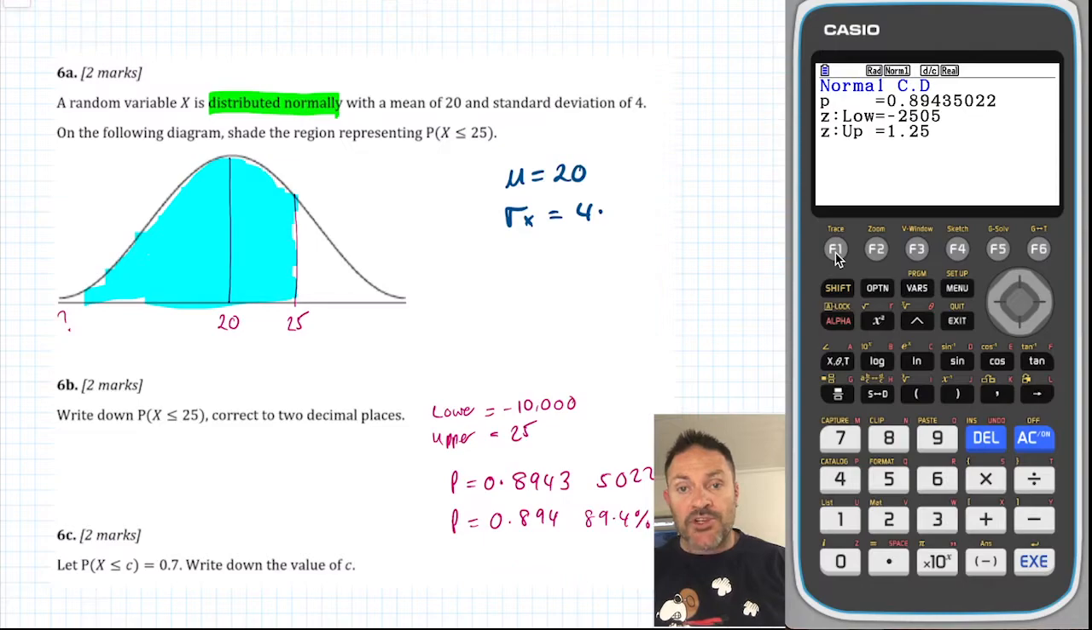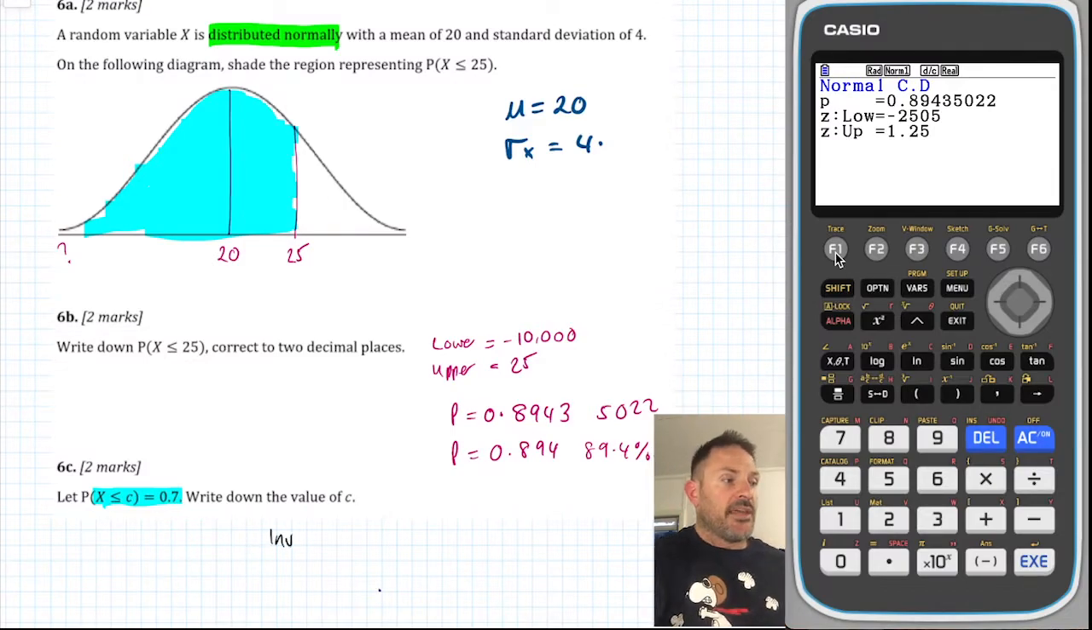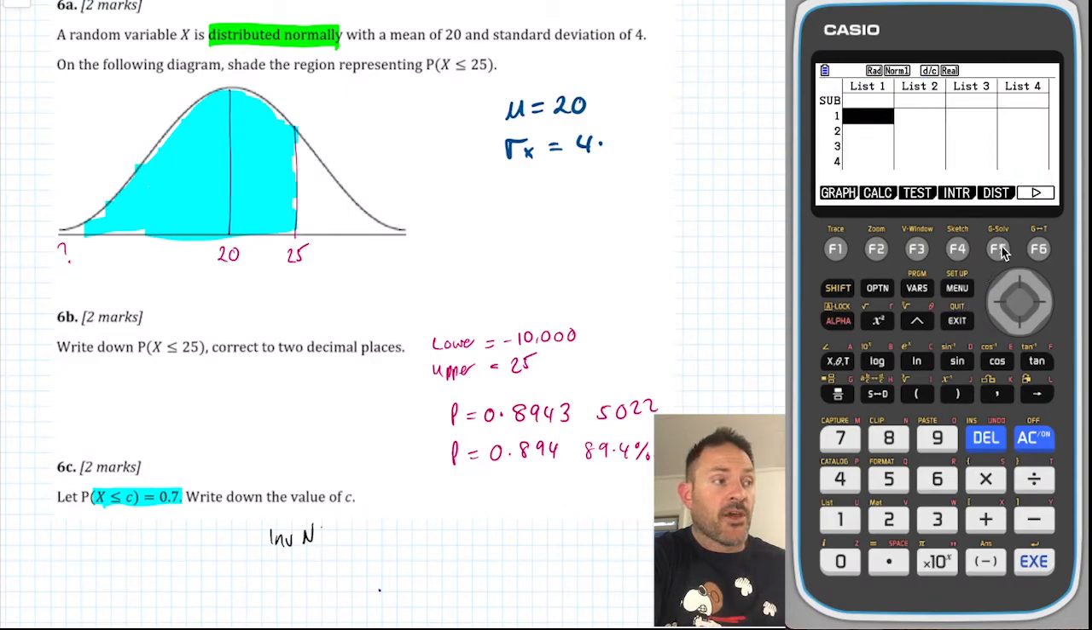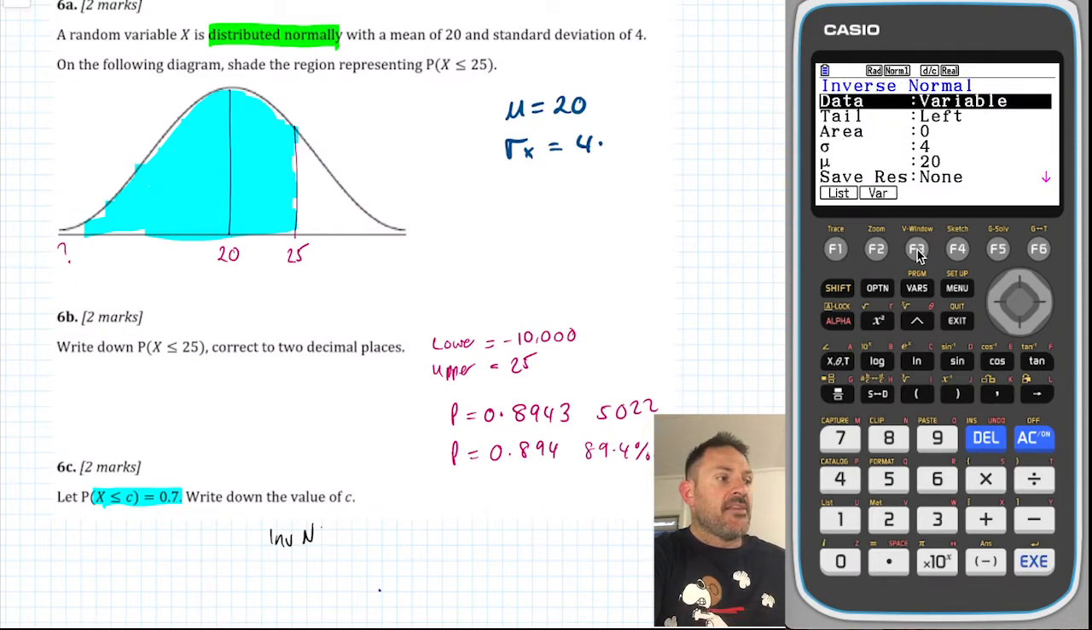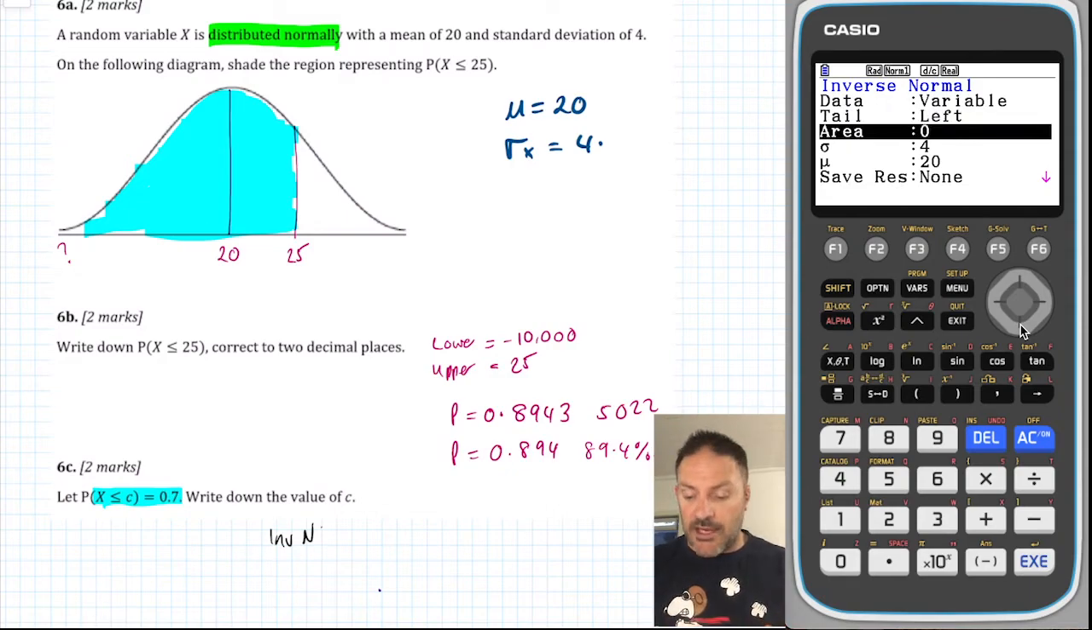The next part of the question, of course, is where it gets a little bit more challenging, because what they do, they give you the probability. In this instance, we're looking at that inverse, because we're given the probability. So I know that inverse normal is what we're looking at. So on my calculator, I'm going to exit back out of that. I'm going to go distribution. We're going to go to normal distribution again, but I'm going to press inverse. Now, in this case, I'm going to go down to the area. The area is the probability beneath that curve.